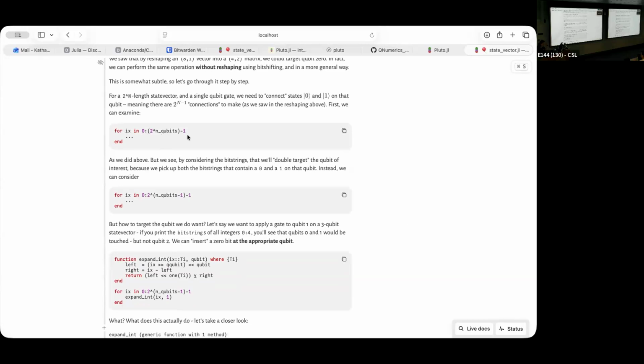We could try bit shifting for every single index in the state vector, but if you think about it for a moment, you can see that doing this won't be super effective because we'll actually end up double targeting the qubit that we're interested in. The reason for this is that you'll pick up all the bit strings that contain a 0 on that qubit, but also all the bit strings that contain a 1. So you only want to target half of them, so you can map 0 to 1, and then vice versa.